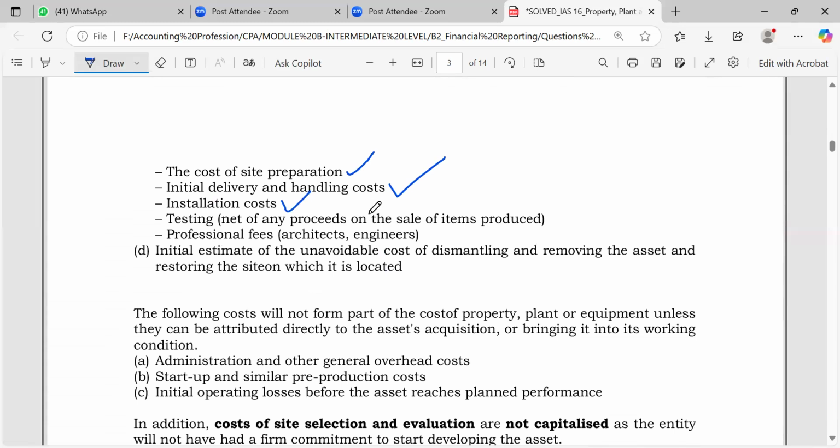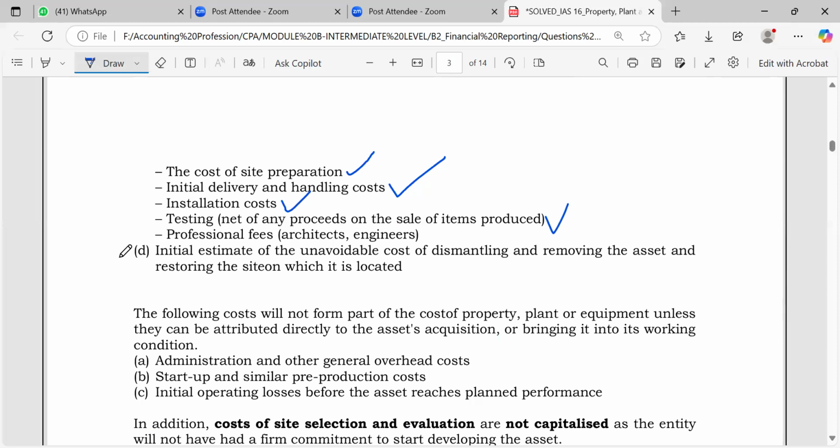Let's say the item is not ready and you need to test it first. Testing, net of proceeds on the sale. Sometimes by testing, you produce some items which are not ready, but maybe they can be sold somewhere, so you get some revenue. That is not counted as revenue. You deduct what you have earned from that cost. And then professional fees, let's say the architects and engineers who came there.